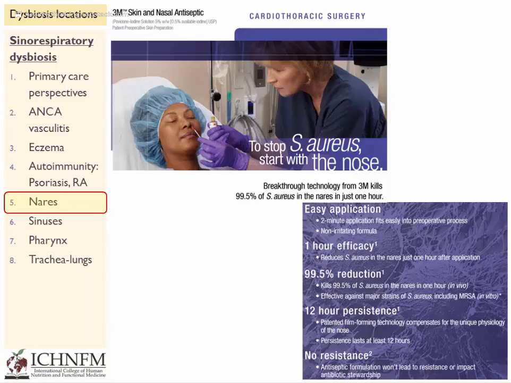As you can see here in the product description, this is a 2-minute application, typically non-irritating. Within 1 hour, it reduces Staphylococcus aureus by 99.5%, with 12-hour persistence, and no antibiotic resistance against povidone iodine. And we can't say the same thing about mupirocin. Some bacteria are resistant to mupirocin. So-called antibiotic resistance against iodine is unheard of.